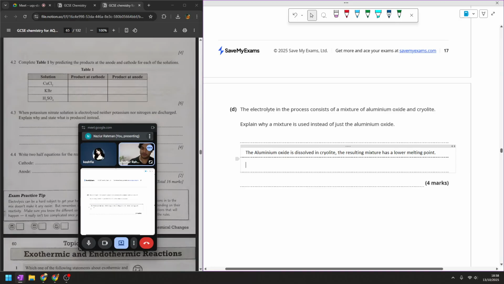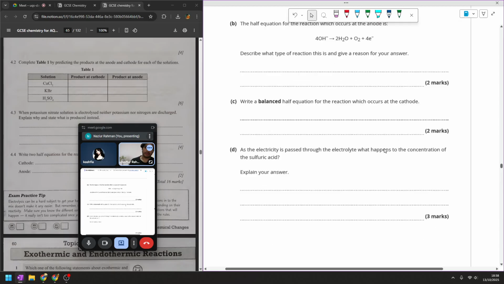So it's the costs. So costs less, less energy is needed to maintain the liquid state. Because we need it to be liquid, otherwise it wouldn't conduct electricity. So to maintain the liquid state, we need high temperatures. So by lowering the melting point, we need less energy. So you can say, so the process is cheaper. All right.